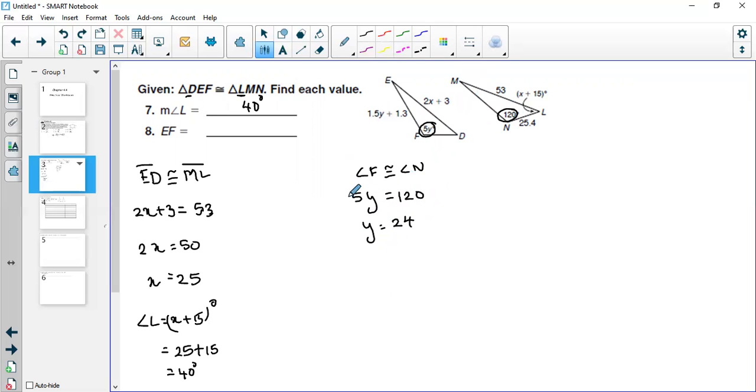Okay, now that we have found the value of y, we could easily find EF. So EF is going to be equal to 1.5y plus 1.3. So 1.5 multiplied by 24 plus 1.3 will give you 37.3. So the length of EF is going to be 37.3. If you observe the picture carefully, you can find some way to find the values of the variables and then find the answers.